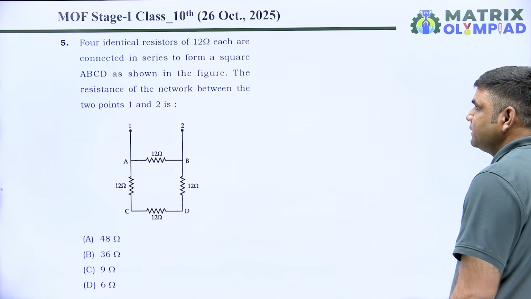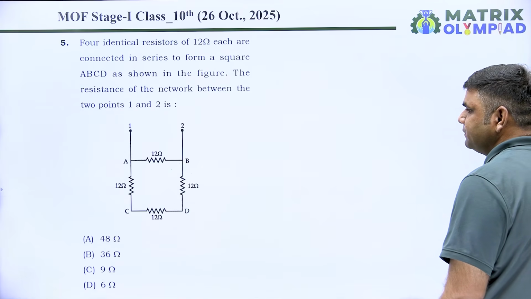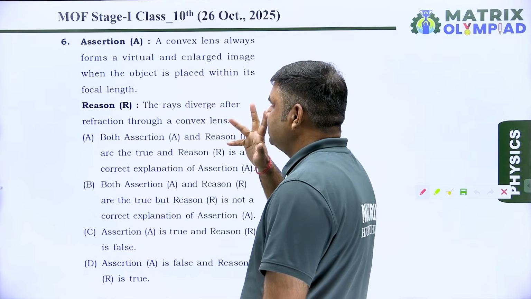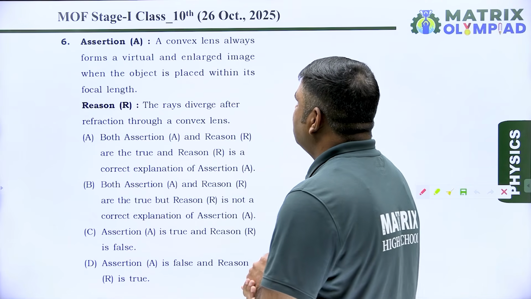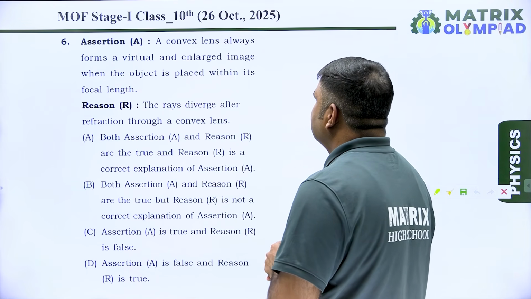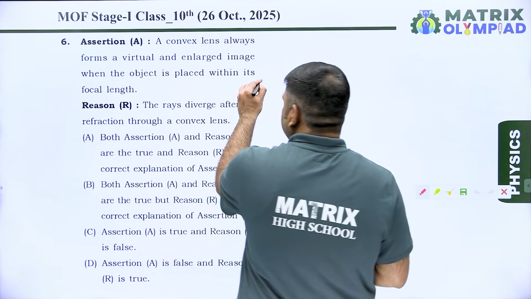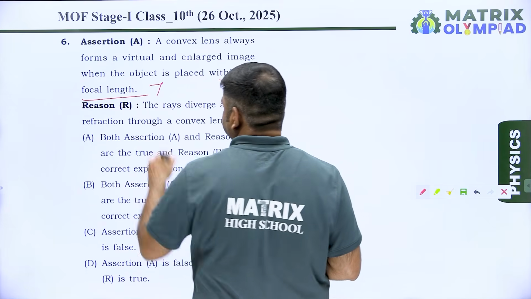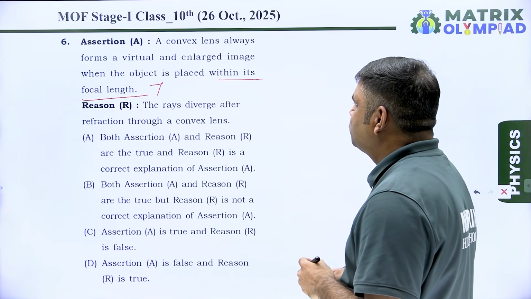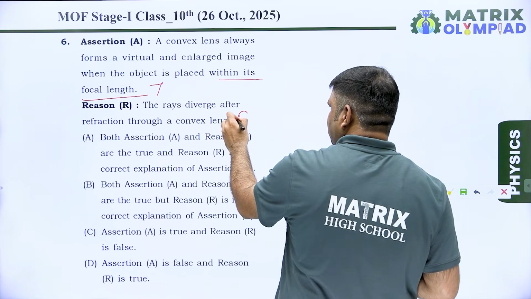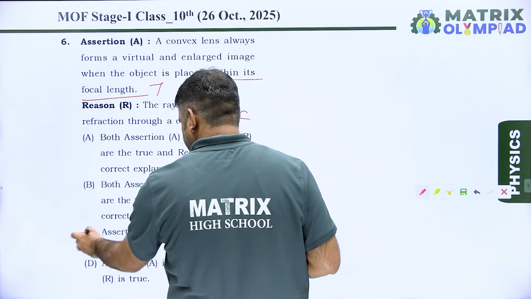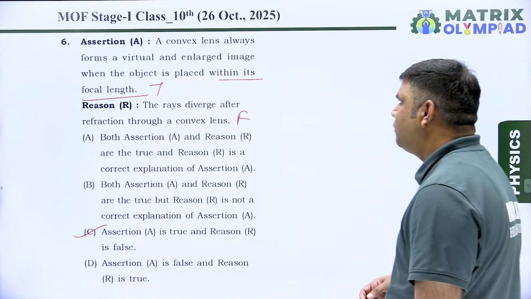Move to the next question, that is question number 6. So in question number 6, which is based on assertion and reason, a convex lens always forms a virtual and enlarged image when the object is placed within its focal length. Within its focal length. True. The ray diverges after refraction through a convex lens. No, this is false. So our correct answer will be option C. Assertion is true and reason is false.